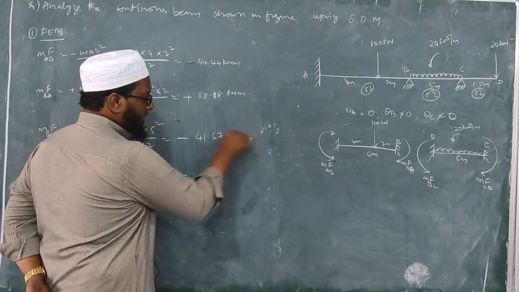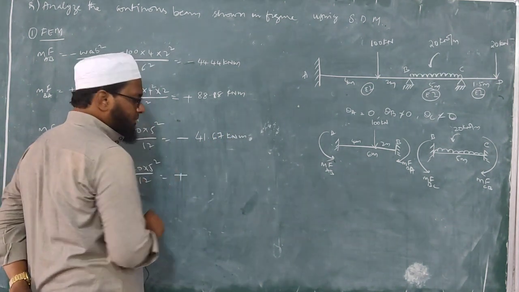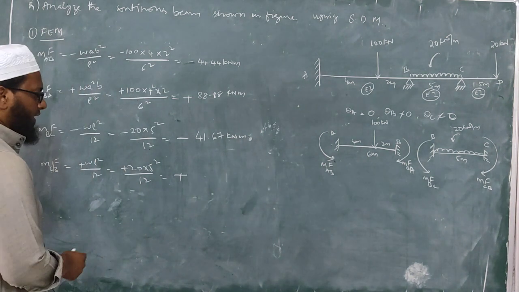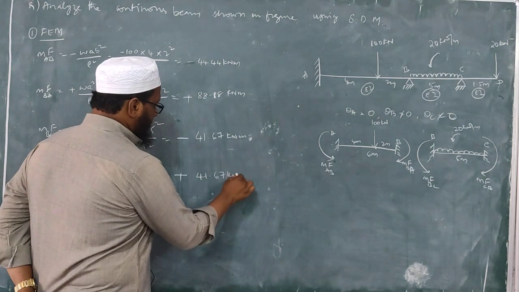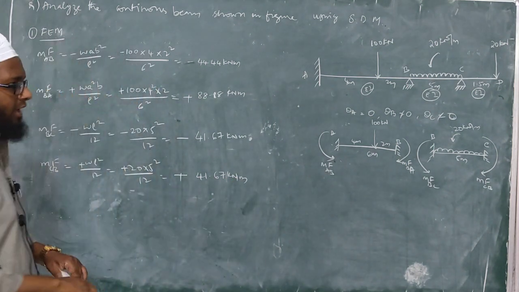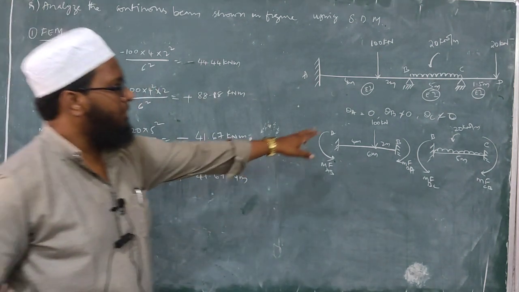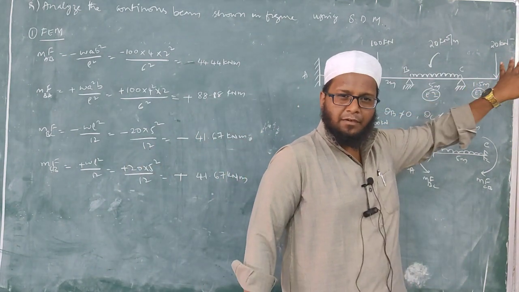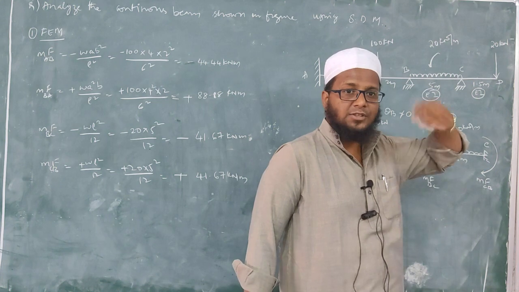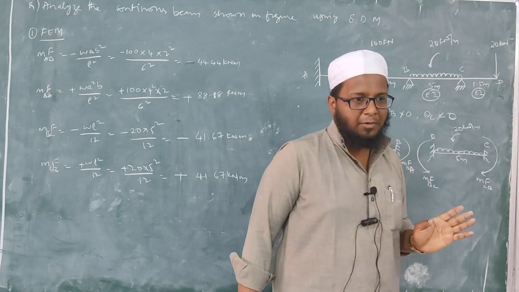41.67 kilonewton meter. What about this one? Same thing, right? 41.67 kilonewton meter. So we have span AB and BC. What about this cantilever portion? Do we have any formula for fixed end moment in case of cantilevers? Did I show you any formula for that?